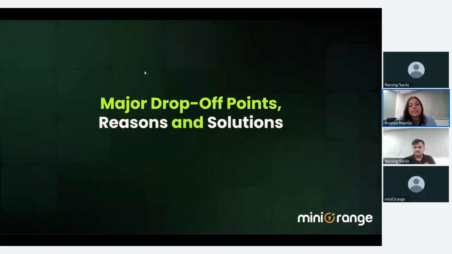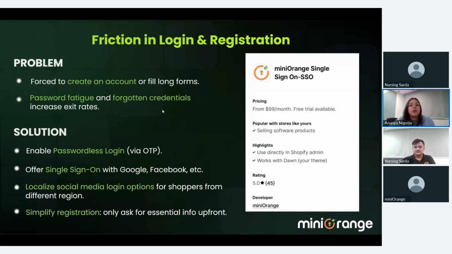The first point that I'd like to discuss here is the friction in the login and registration process. Customers today expect speed. If the login or sign-up process takes a lot of time, uses an outdated form, forces account creation at the time of checkout, or requires too many fields to be filled in, that frustrates the users. So how can we address those problem areas?